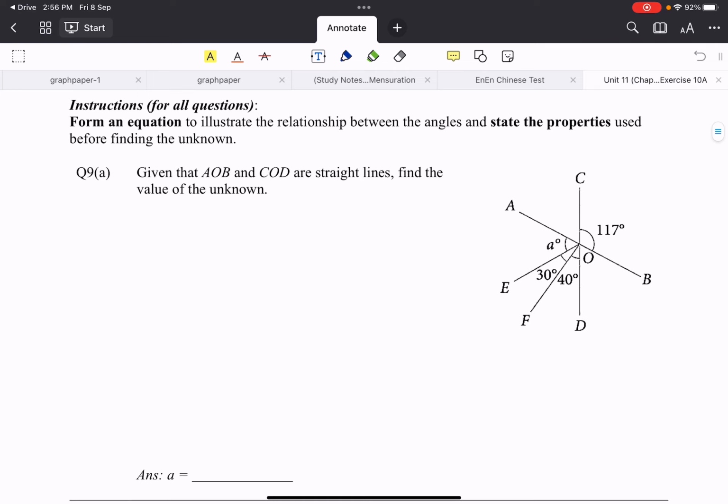Given that AOB and COD are straight lines, find the value of the unknown. So what is the unknown here? The unknown here is the variable A. It's right here. Right? So how do we go about that?